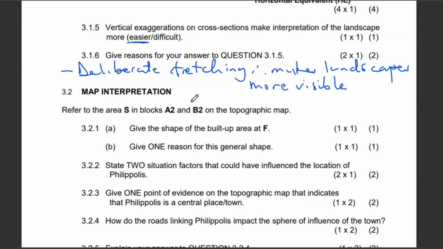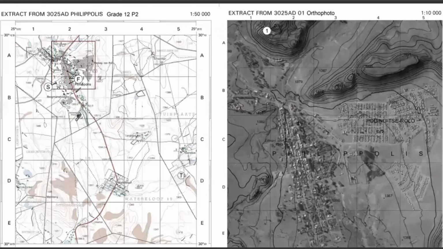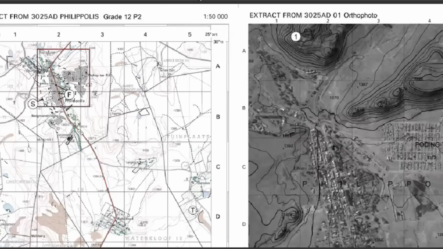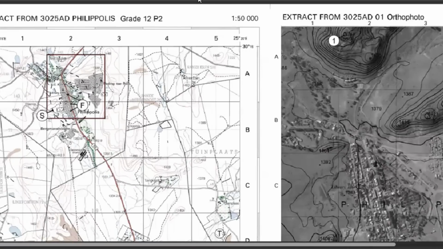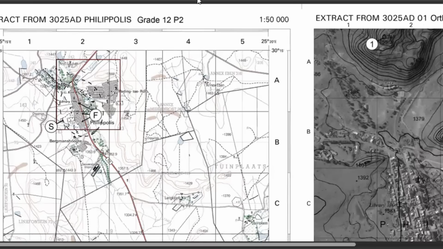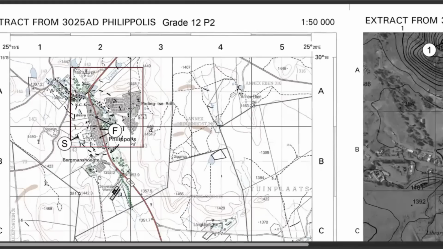Which map are we referring to? Refer to the topographic map A2, B2 built-up area. Right, try to enhance our map, try to enlarge it and try to see the features which we want to. All right, area F, we are looking at this particular area here, the map, the built-up area, this one here. That's the built-up area.